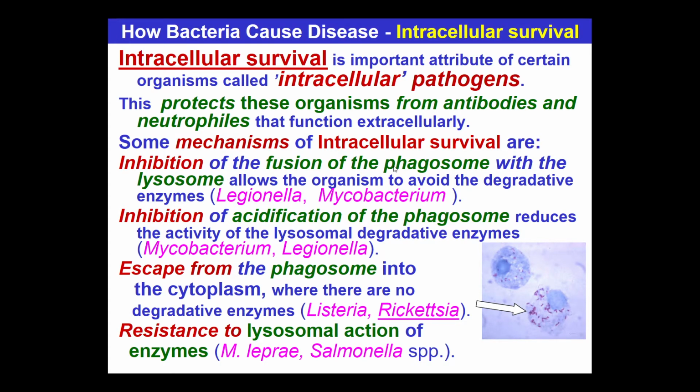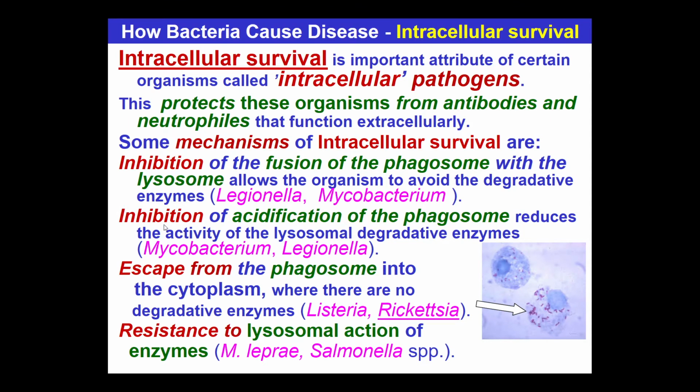lysosome. In this case, bacteria remain in the phagosomes but are not fused to the lysosomes, and the acidification of the environment surrounding bacteria and the presence of enzymes are absent. And this allows the organism to avoid the degradative enzymes. This mechanism is typical for Legionella and Mycobacterium, including Mycobacterium tuberculosis.